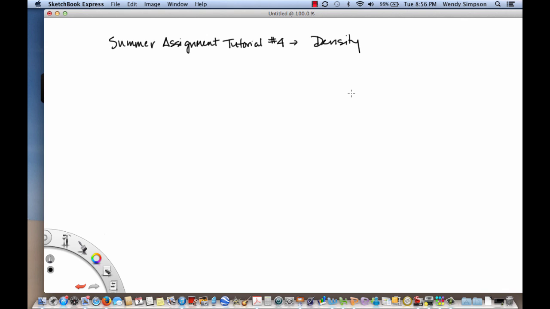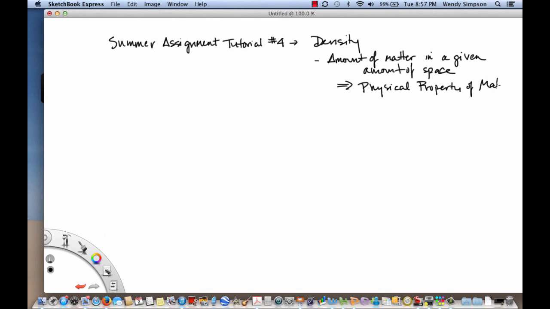So here we are at the summer assignment tutorial number 4, and this one's on density. We can think of the definition for density as the amount of matter in a given amount of space. This is a physical property of matter. This is important to understand.